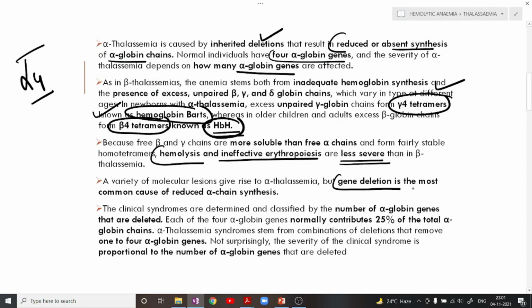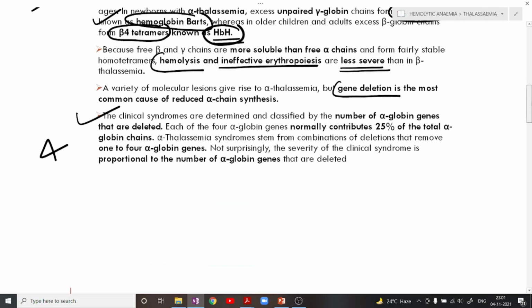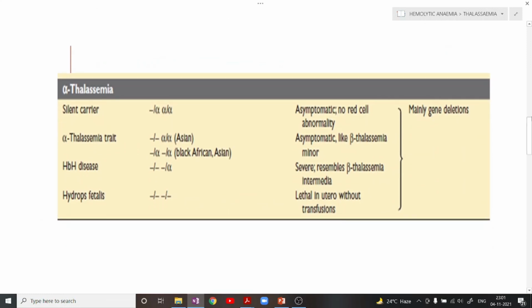Okay, gene deletion. Now there are 4 clinical syndromes in alpha thalassemia, depending on how many alpha globin genes are deleted. The first is your silent carrier, wherein only a single alpha globin gene is deleted. Such individuals are completely asymptomatic with no red cell abnormality. The second clinical syndrome is the alpha thalassemia trait, which is characterized by deletion of 2 genes. Now either 2 genes on a single chromosome will be gone, or one allele from each of 2 different genes will be gone. These individuals are very similar to beta thalassemia minor or beta thalassemia trait.